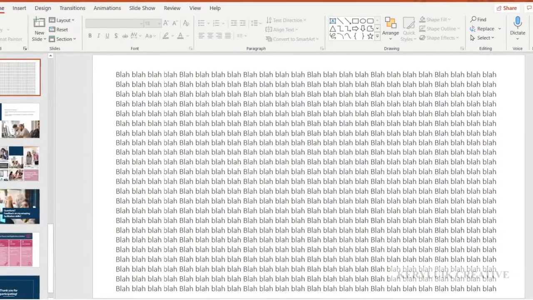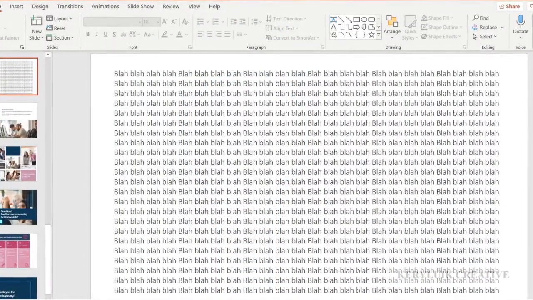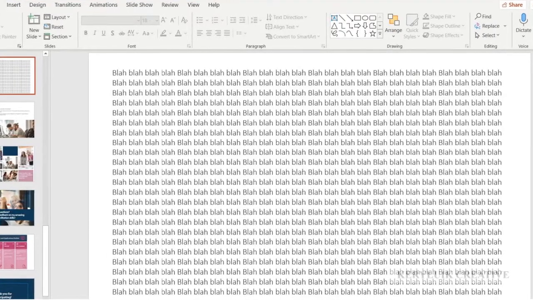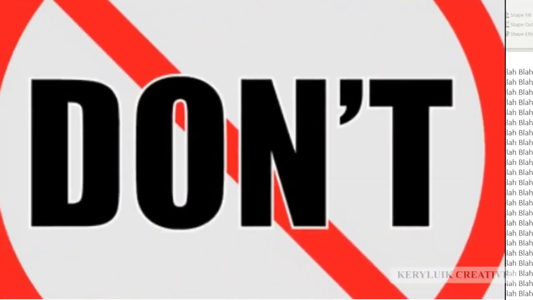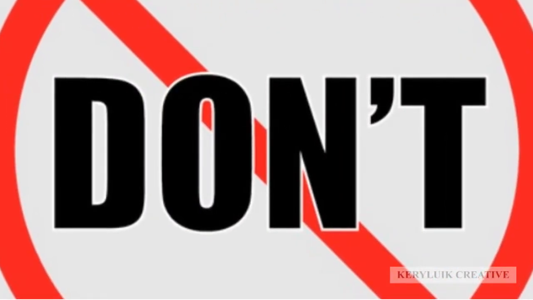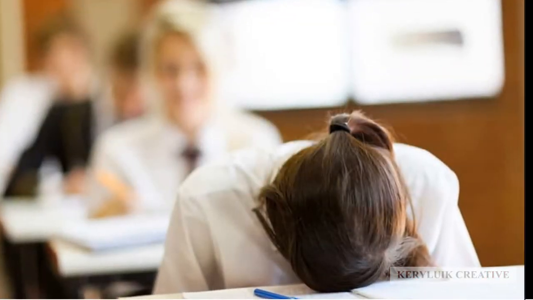For example, redundancy effect is when there is a verbatim narration of written text on a visually presented slide. Don't do this. It's boring.